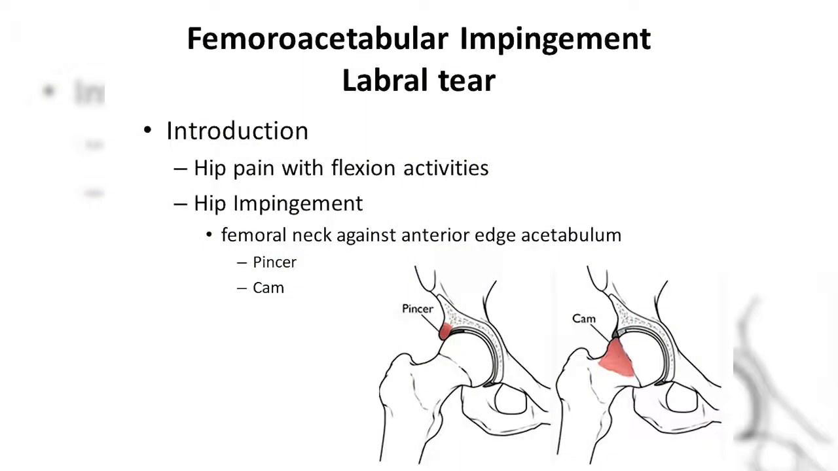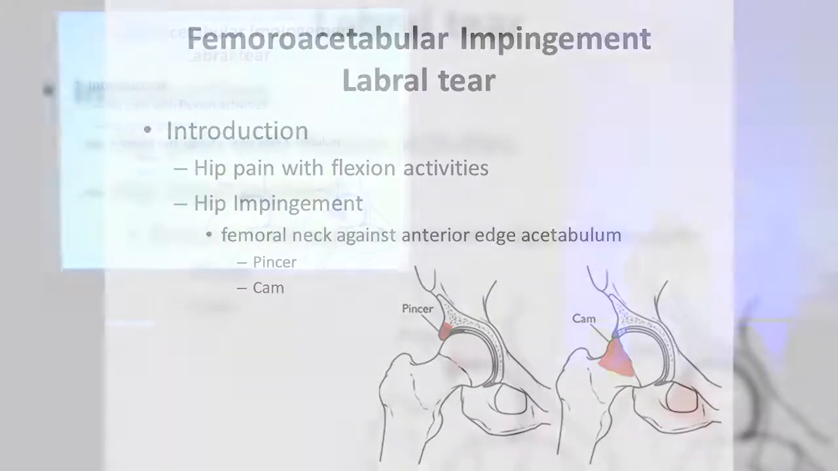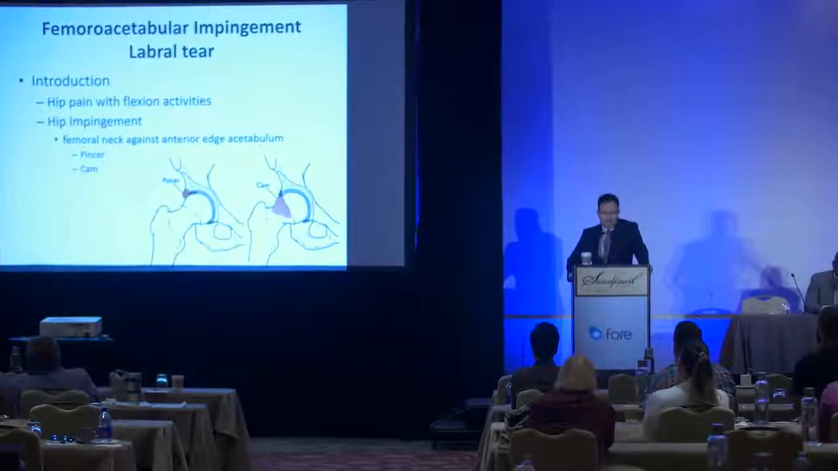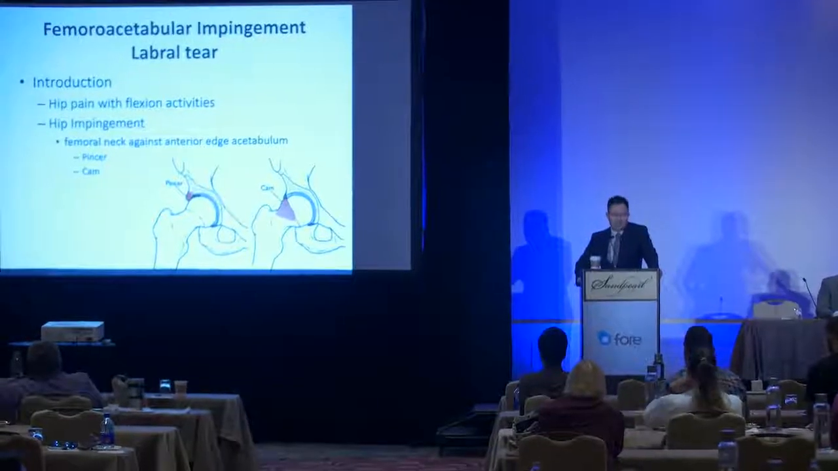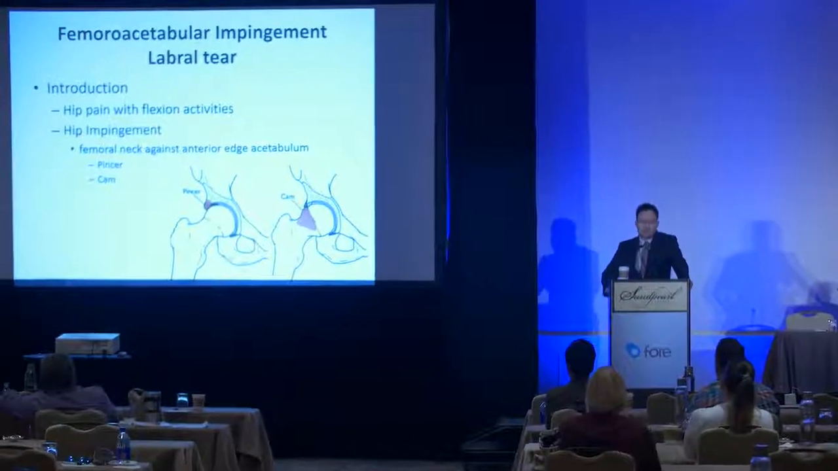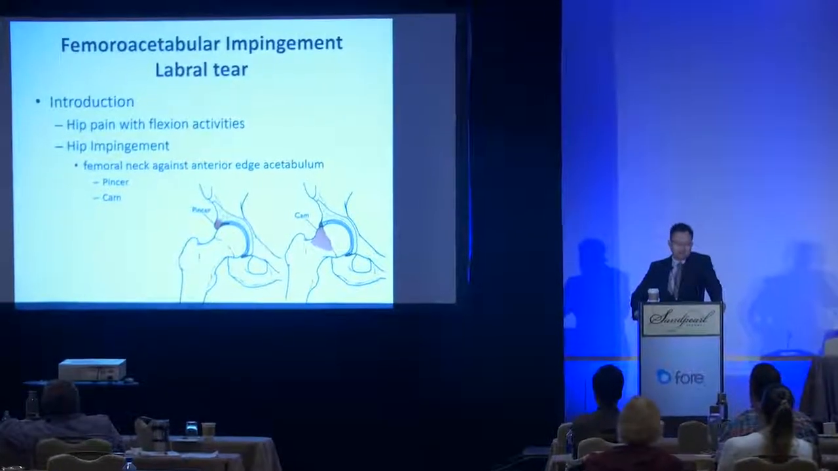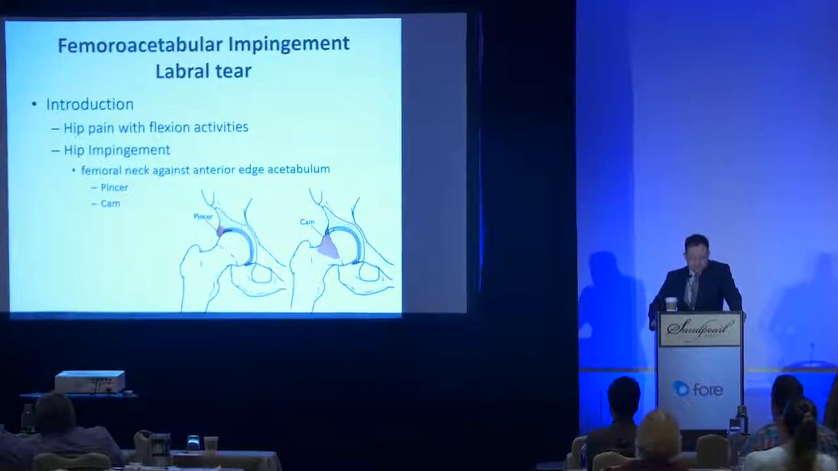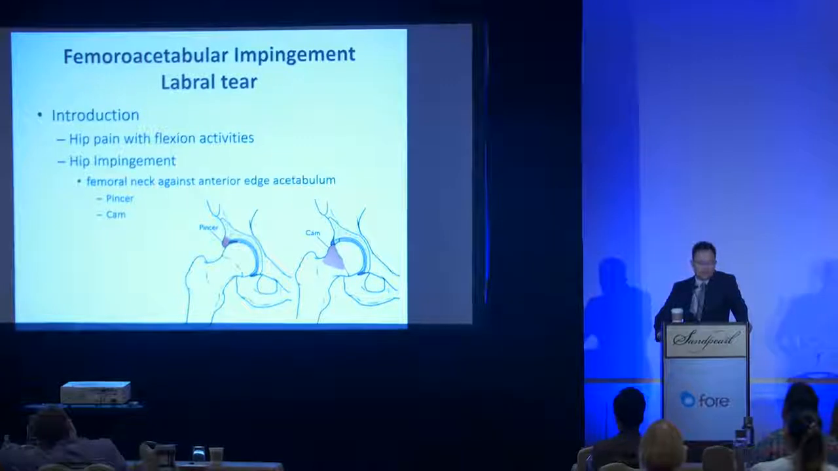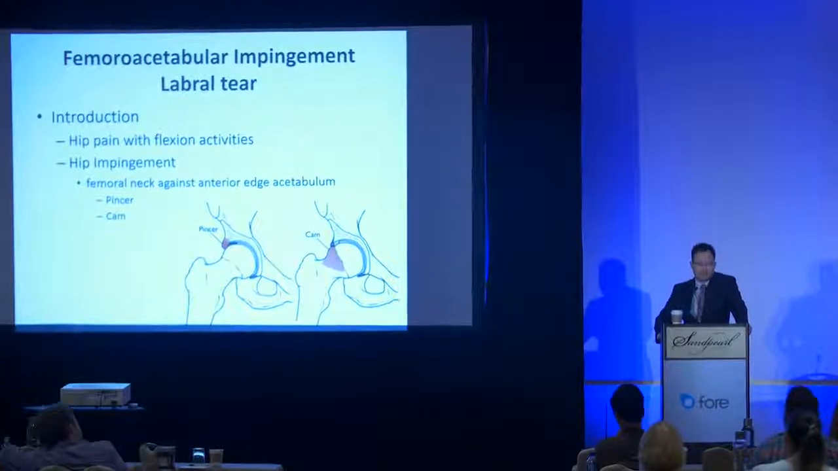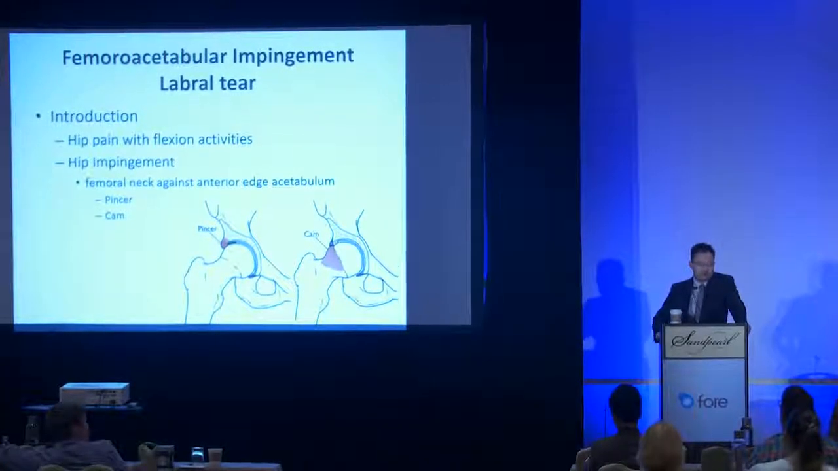So, first topic is femoroacetabular impingement and labral tear. It's usually patients that are complaining of hip pain with hip flexion activities, and this is due to an impingement in the hip. So, the femoral neck kind of hits against the anterior edge of the acetabulum, and this may cause pain. And because the labrum is a structure between the acetabular socket and the femoral neck, you can imagine that can kind of get crushed between those two bones.